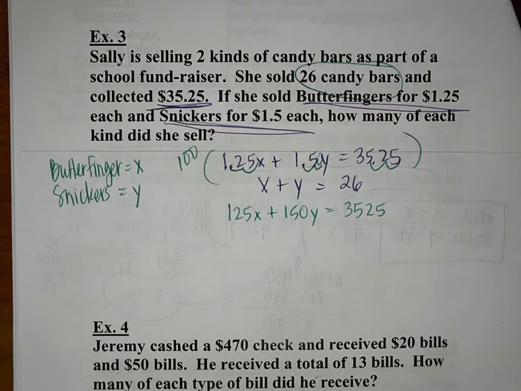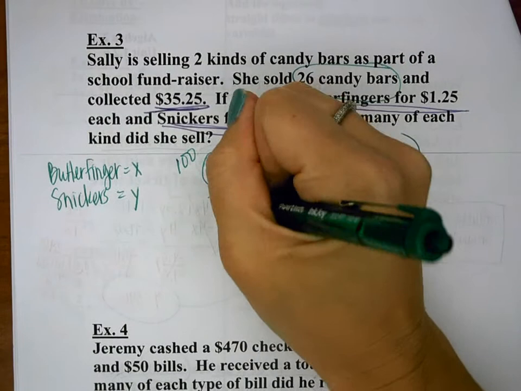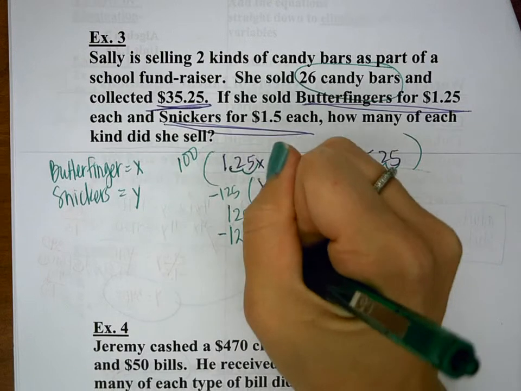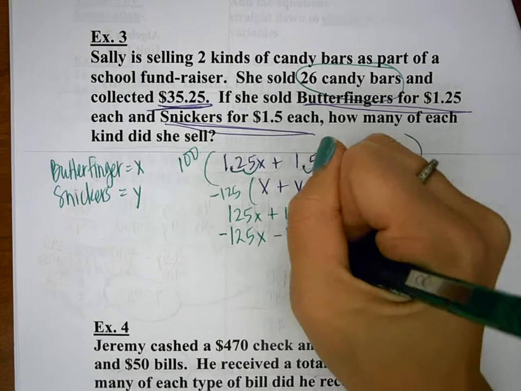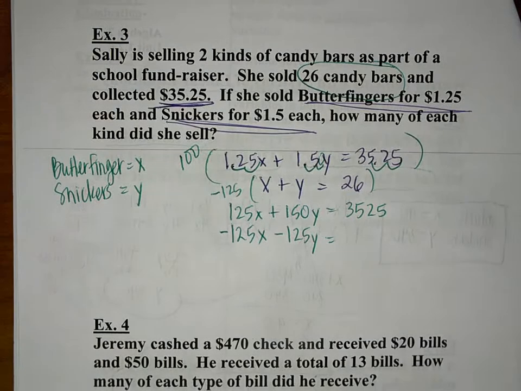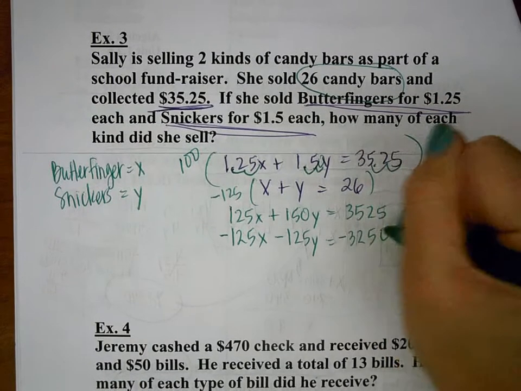Let's go ahead and get rid of the x's. Is that okay with everybody? So what would I multiply by in order to get rid of the x's? Negative 125. Very good. Multiply by negative 125, so we get negative 125x minus 125y equals, and negative 125 times 26 is negative 3,250.